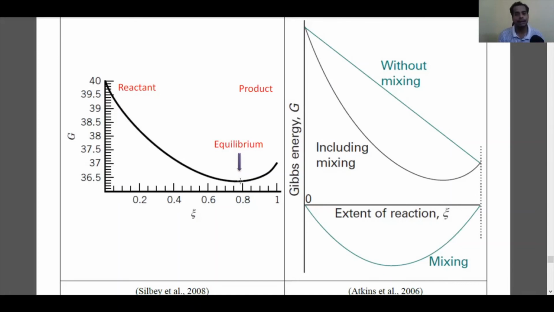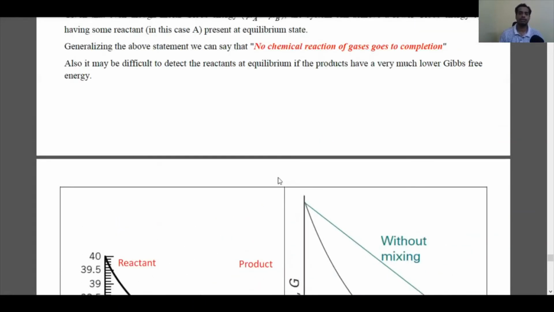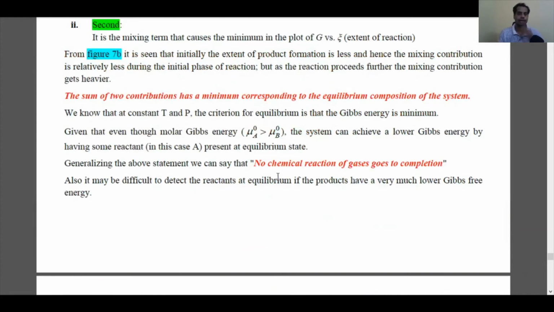So that is the reason why we say that all of the reactant cannot be converted into product completely, because they arrange themselves in such a way that at a particular composition of both reactant and product, the Gibbs energy becomes minimum. So that's why generally gaseous reactions don't go towards completion. Further, we'll try to understand that.